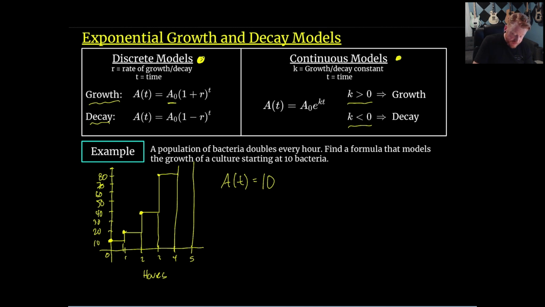So A naught always gives us our initial amount. We're talking about growth here, so we want to add the growth rate. So this is going to be 1 plus, so what is happening is it is growing by 100% every hour. Hopefully that makes some sense. If you're getting 100% back of what you started off with, then that is going to be 100% growth rate. And we'll raise that to the t power, and I could simplify this a little bit. This says 10 times 1 plus 1, which is just 2, to the t.